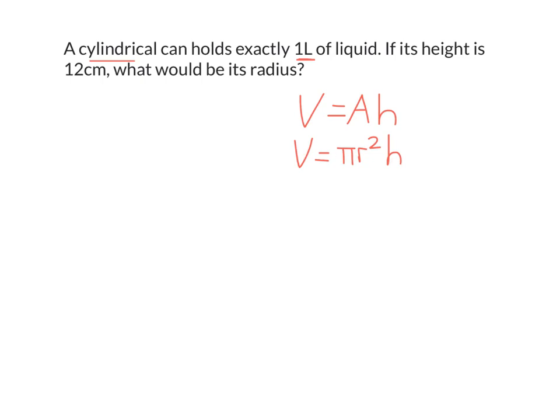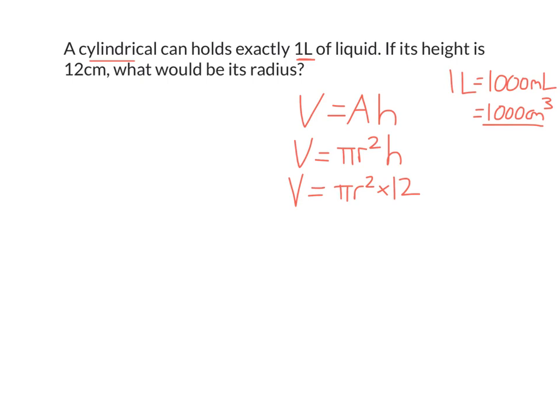Let's substitute in what we know. We're told height is 12 centimeters. So volume equals pi r squared h, where h is just 12. Now, we're told that it holds 1 liter of liquid. So 1 liter is equal to 1,000 milliliters, which is equal to 1,000 centimeters cubed. I want to substitute in centimeters cubed because the height was in centimeters. I need this to be the same unit, centimeters cubed, as this is centimeters.